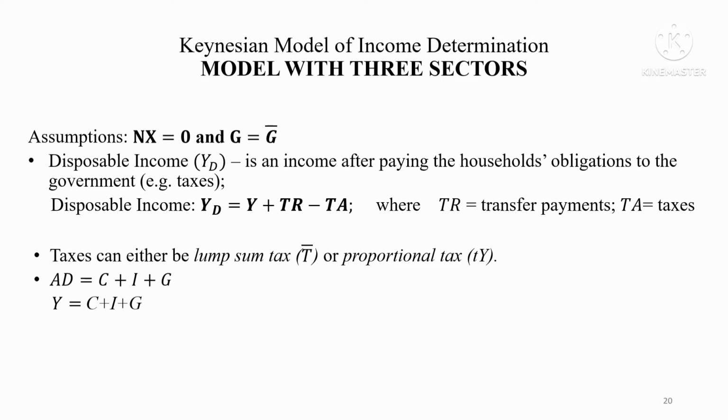So these are government programs that can be added to the income of the households. And taxes, of course, have a negative effect on the income of the household. So that's why it is negative TA. Taxes can either be lump sum or proportional tax. We denote lump sum tax as T bar, and proportional tax is a tax that is dependent on the level of income of the household.